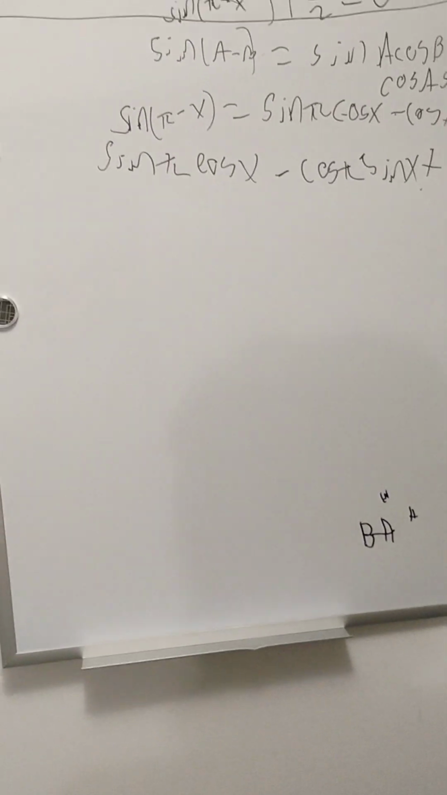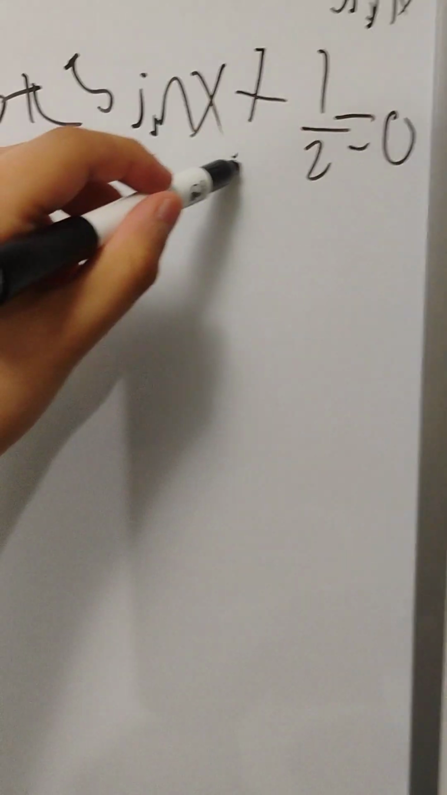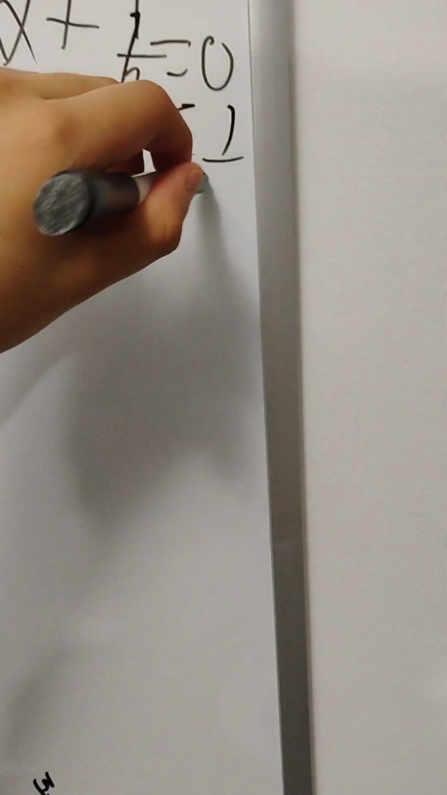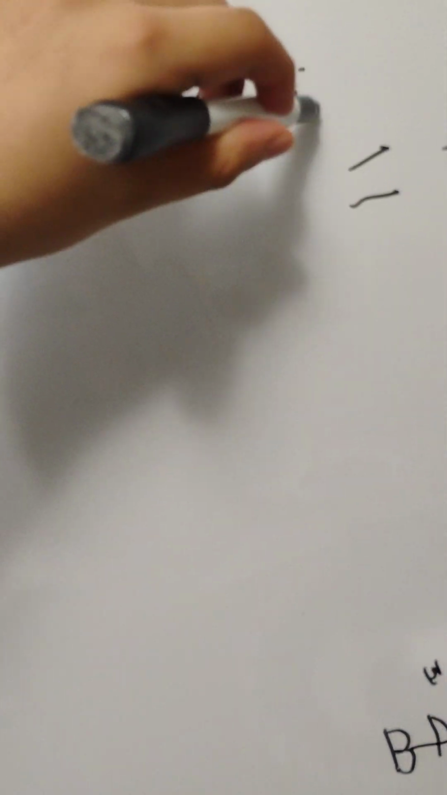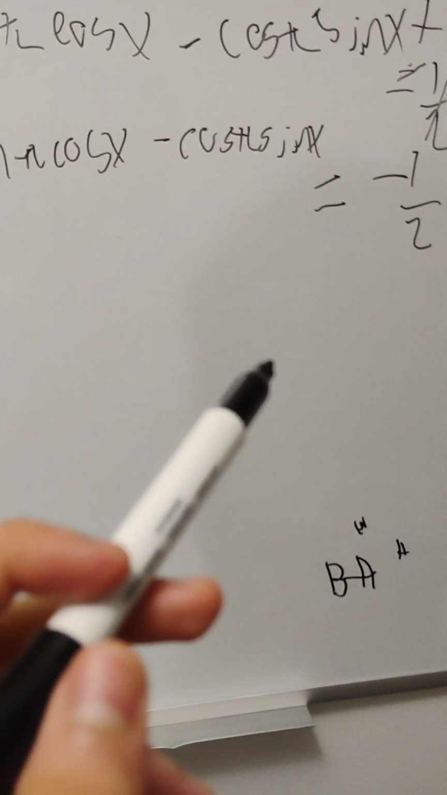So what we can do is subtract 1/2 from both sides. 1/2 minus 1/2, and remember, this becomes negative, so it'll be negative 1/2 equals sine pi cosine x minus cosine pi sine x. So if you don't understand, I wrote sine pi cosine x minus cosine pi multiplied by sine x equals negative 1/2.